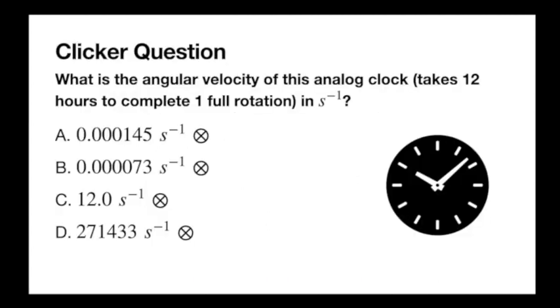Let me give you a practice question that definitely requires a calculator. If you don't have one, you can just set up the problem and not carry it out. But what is the angular velocity of, and I should say hour hand, of this analog clock in inverse seconds? So it takes 12 hours for the hour hand to complete one full rotation. What is the angular velocity of that hour hand in radians per second, or inverse seconds? So we know the angular velocity is the change in angle divided by the change in time.